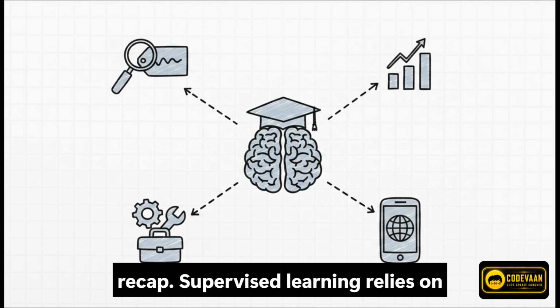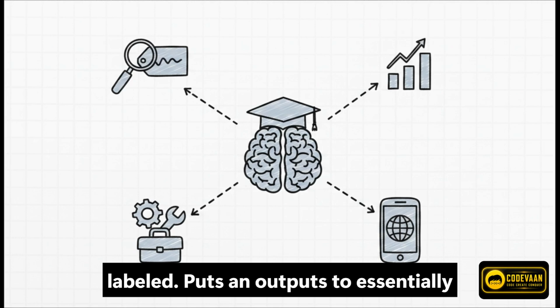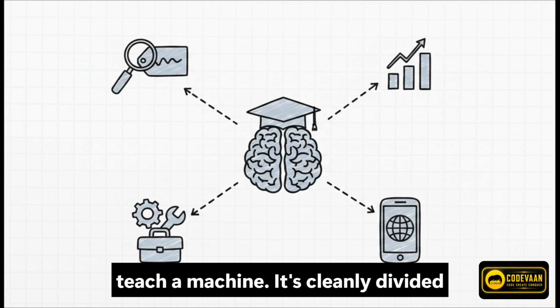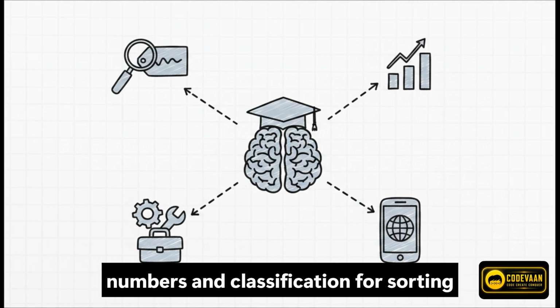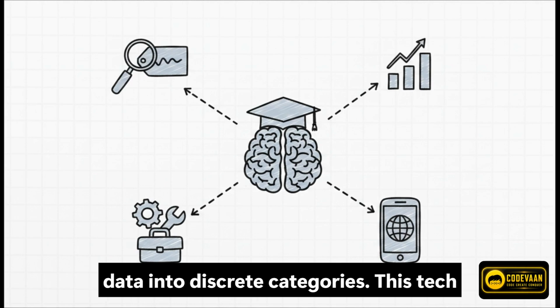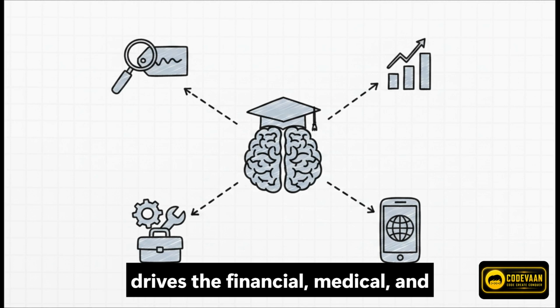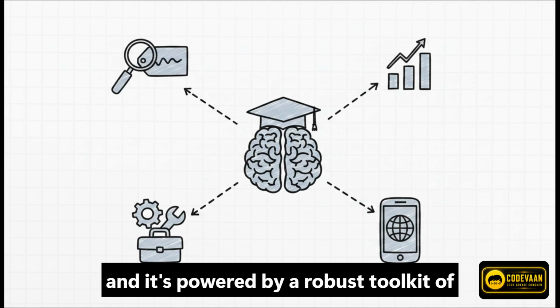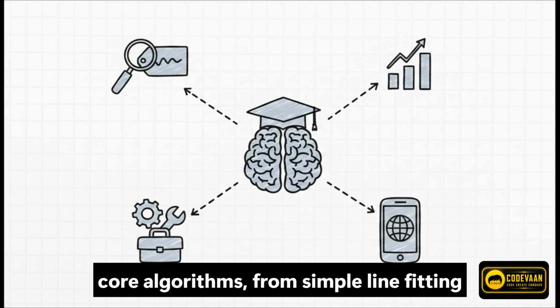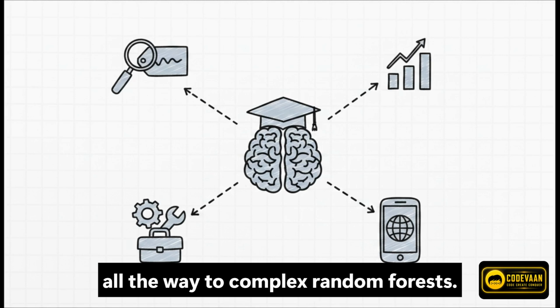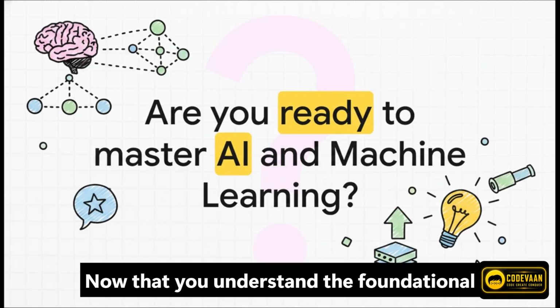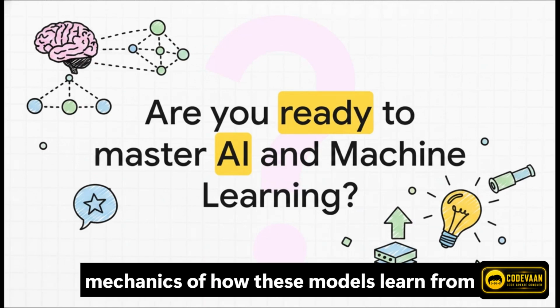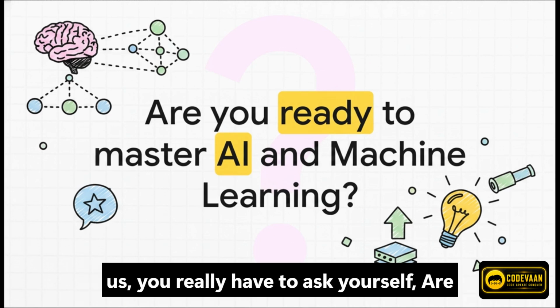So let's do a quick recap. Supervised learning relies on labeled inputs and outputs to essentially teach a machine. It's cleanly divided into regression for predicting continuous numbers and classification for sorting data into discrete categories. This tech drives the financial, medical, and consumer apps we rely on every single day. And it's powered by a robust toolkit of core algorithms, from simple line fitting all the way to complex random forests.